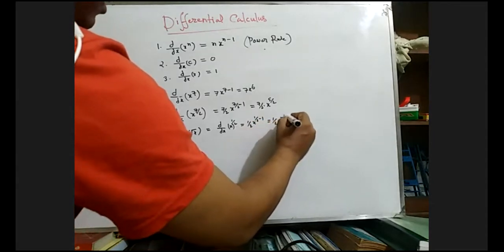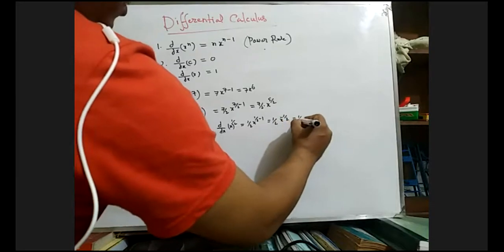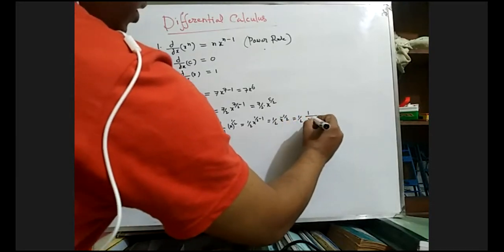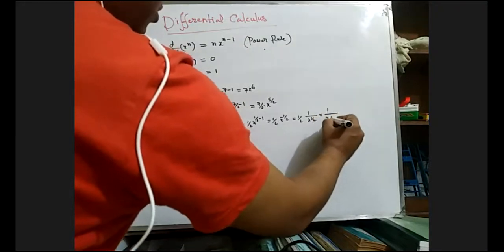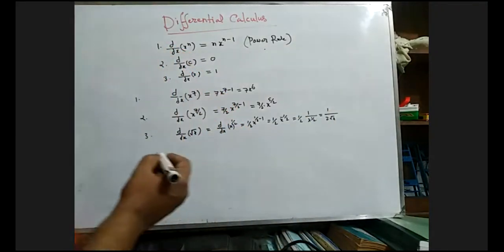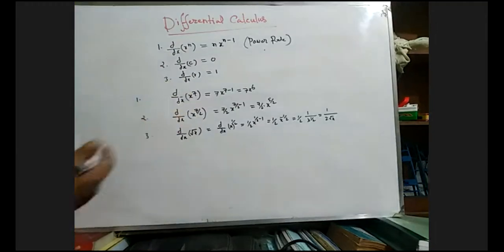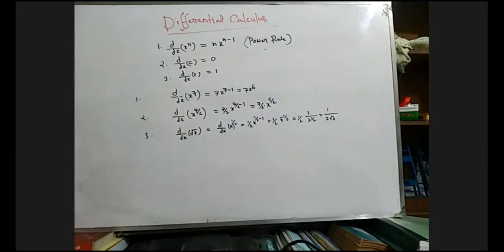That means half into x to the power minus half. So half into x to the minus half means 1 by x to the power half. So this can be written as 1 by 2 root over x. This is the basic differentiation by using the power rule.